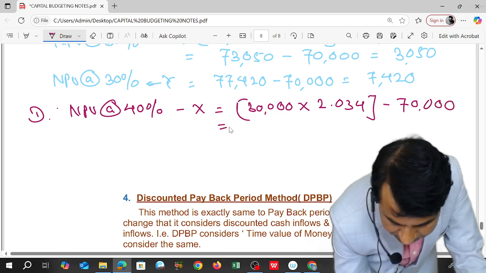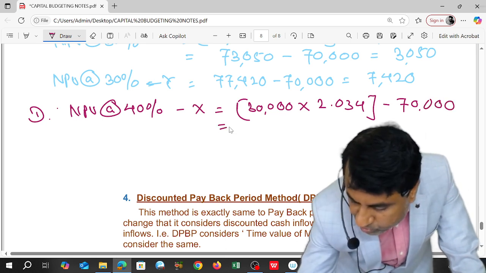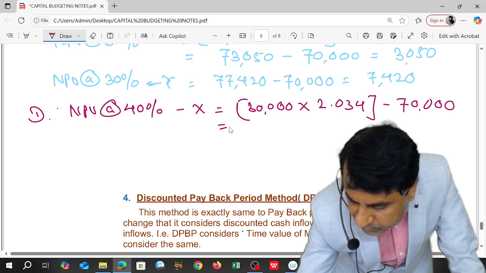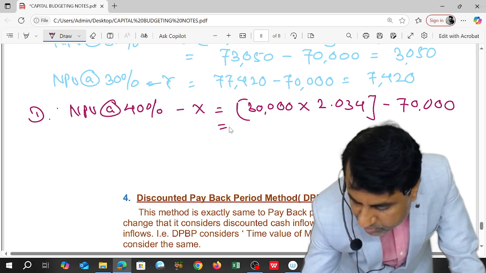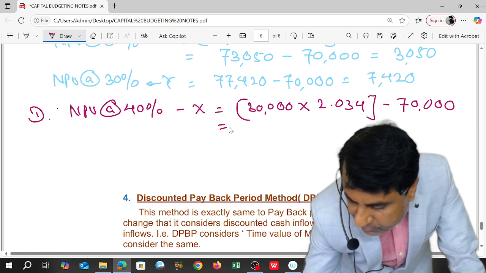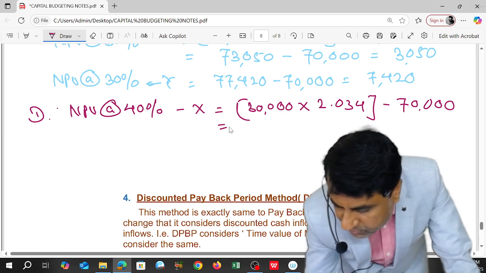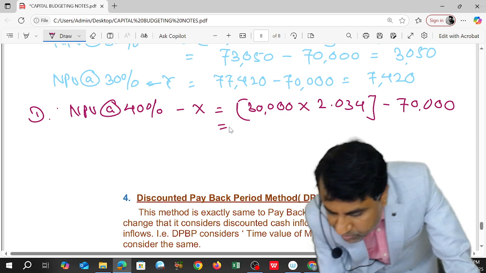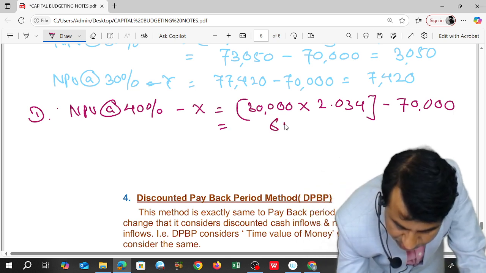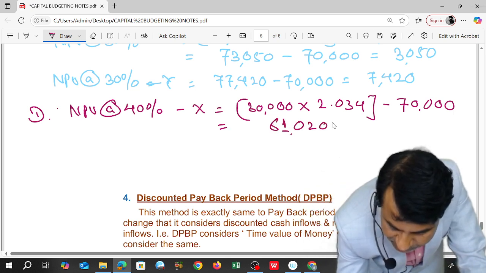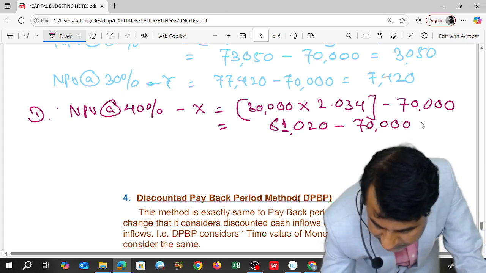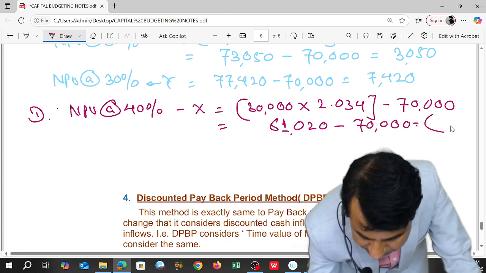ये आएगा पॉजिटिव, ऐसा लग तो रहा है. तो 2.034 मल्टीप्लाइड बाय 30,000. 2.034 multiplied by 30,000. Yes, it is coming 61,020. तो अभी तो ये 61,020 आया है. Summation of discounted cash inflow minus 70,000, my dear. So this is coming negative.